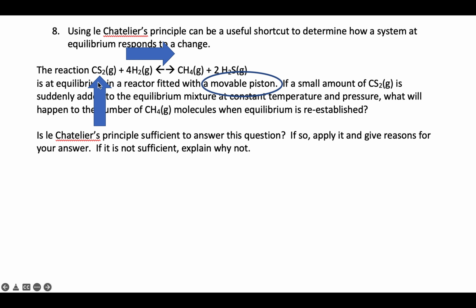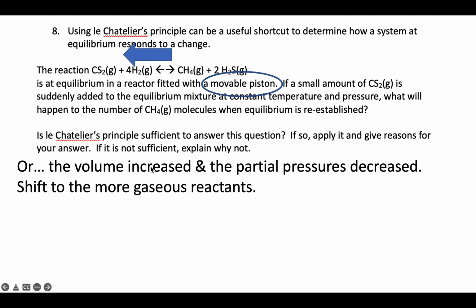gas that's listed as a reactant, well, Le Chatelier would say if we're increasing the concentration of the reactant, it's going to shift to the right. But it would also say, no, as we add that with a movable piston, the volume is going to increase and all the partial pressures are going to decrease. That would be leading to a shift to the side that has the more gaseous reactants in this case.